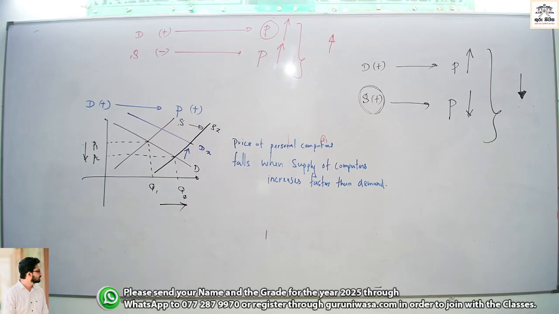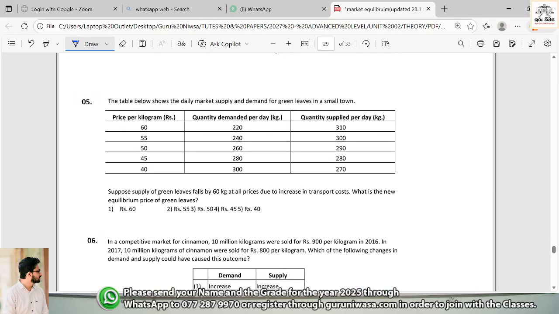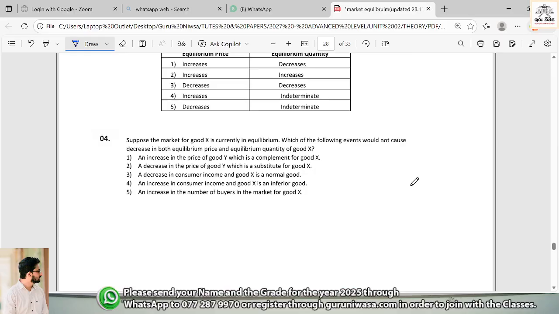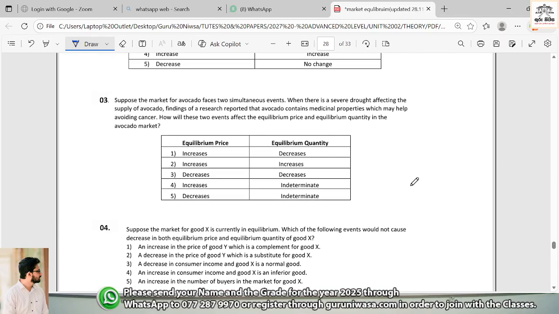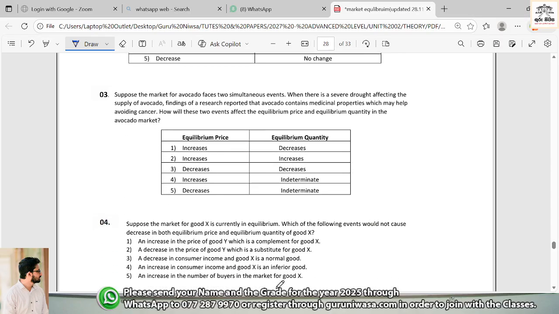Next one. And there are some MCQs. Let's do 2000. This question, example number 3. These all are past papers. I have not mentioned the year. I think this should be 2021. This avocado market.